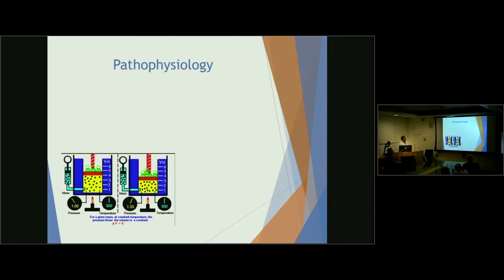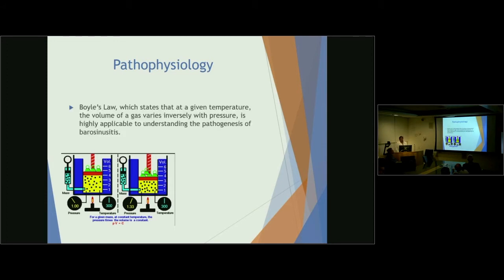So talking a little bit about pathophysiology. Boyle's law, which states that at a given temperature, the volume of gas varies inversely with the pressure, is highly applicable to understanding the pathogenesis of barosinusitis. And it's similar for other barotrauma in the head and neck. Barotitis is also one of the most common ones, but my grand round talk is mostly focused on barosinusitis. In this cartoon, in this piston, when the pressure goes up at a given temperature, as you can imagine, the gaseous volume decreases. So this is highly applicable to understanding the pathophysiology of barosinusitis. We're going to talk about this a little bit more.